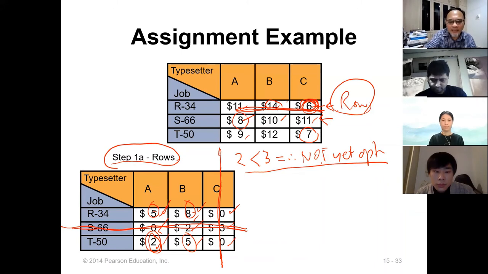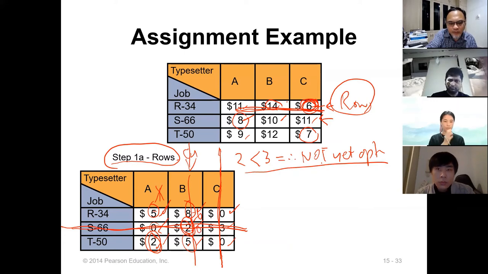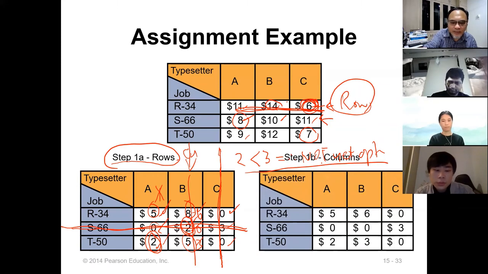Before we draw the line, we need to find the smallest number in the column. There is 0 here, so this doesn't change. There is 2 here, so this will change. So this column now, 8 minus 2 is 6, 2 minus 2 is 0, 5 minus 2 is 3. Then we get 6, 0, 3, correct? So do the row, then do the column.